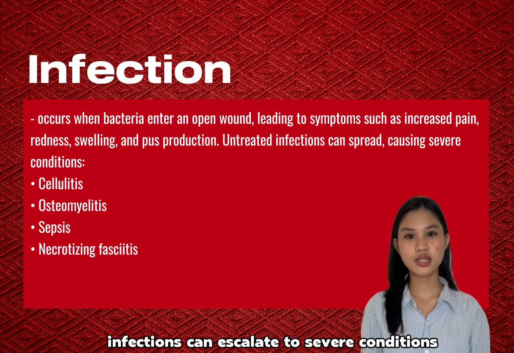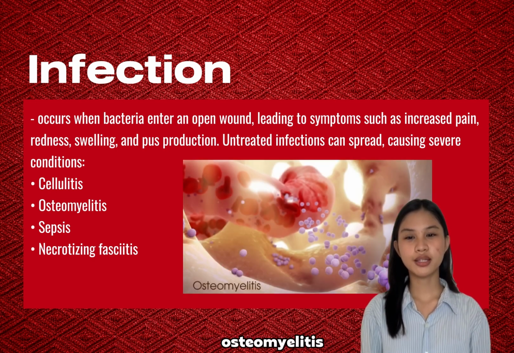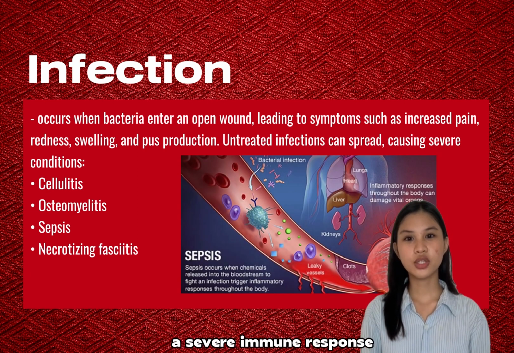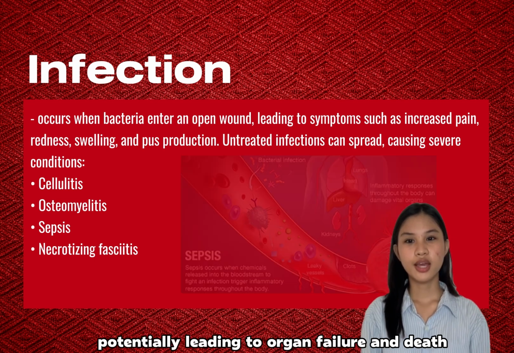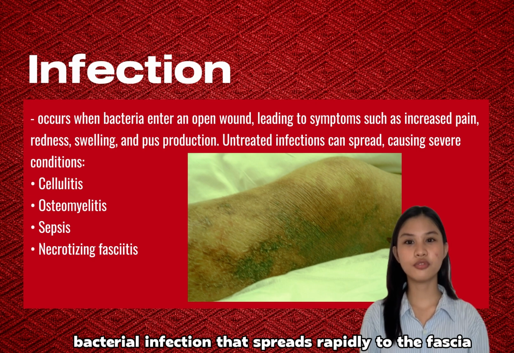If untreated, infections can escalate to severe conditions like cellulitis, an infection of the deeper skin layers, osteomyelitis, a bacterial infection of the bone, causing fatigue, fever, and vomiting. Sepsis, a severe immune response where infection spreads to the bloodstream, potentially leading to organ failure and death. And necrotizing fasciitis, a rare but severe bacterial infection that spreads rapidly to the fascia beneath the skin.